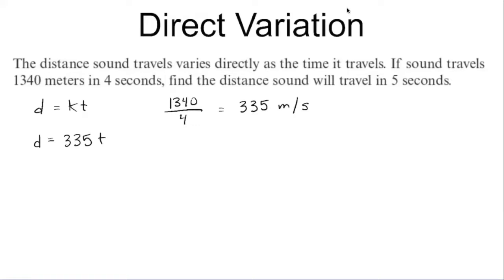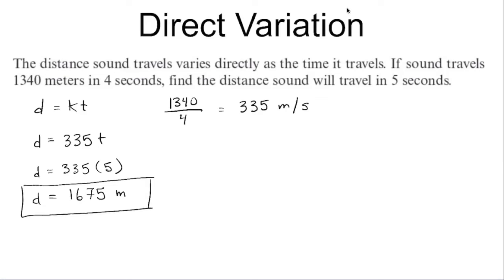So now it says find the distance sound will travel in 5 seconds. So now we just substitute 5 to get the result that the distance sound travels is 1,675 meters. And that's our first example, direct variation.